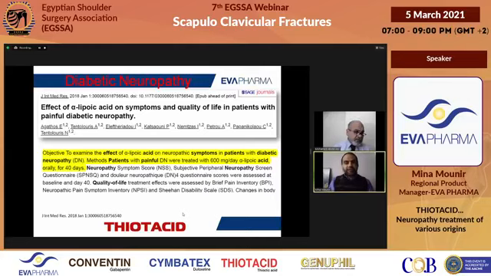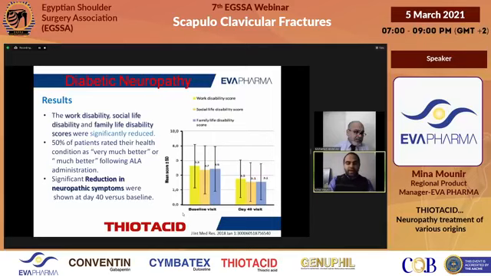Here it is in painful diabetic neuropathy. And as you see, the work disability, social life disability, and family life disability scores were significantly reduced by using Thiacid or alpha-lipoic acid over 40 days. This is what I want to mention, that many patients rated their health condition as very much better or much better. And this is the aim, I'm sure you agree, of any treatment: to improve the quality of life of the patient.